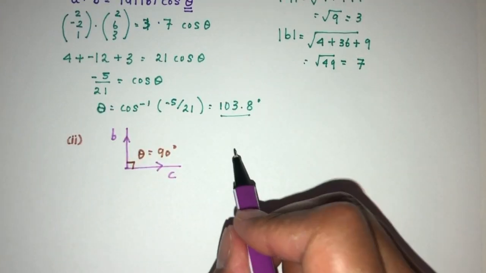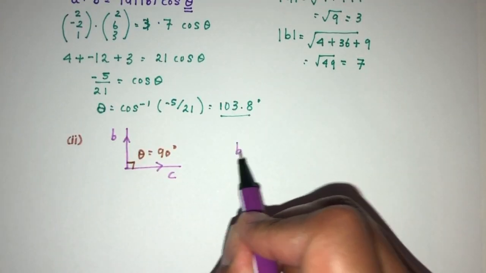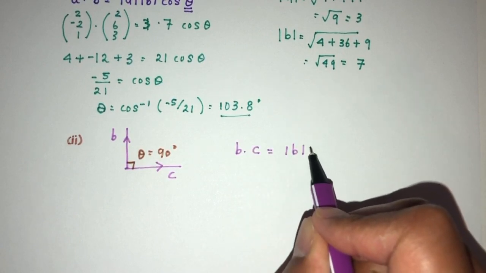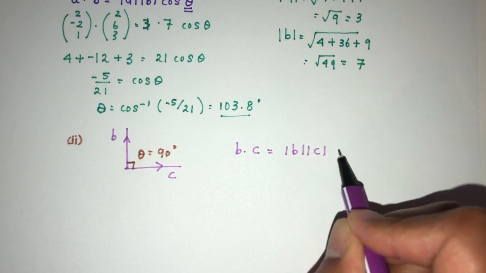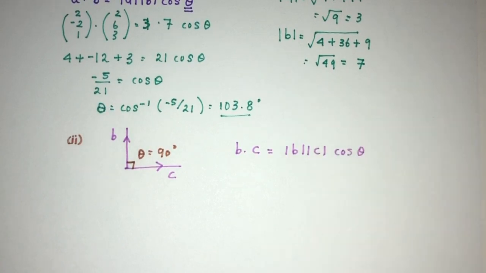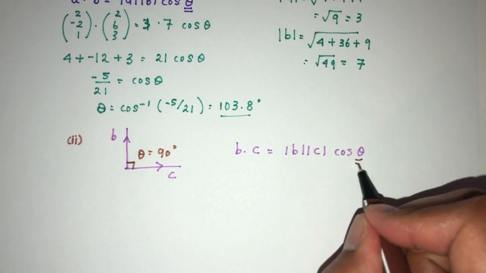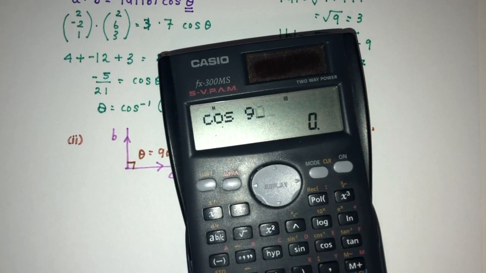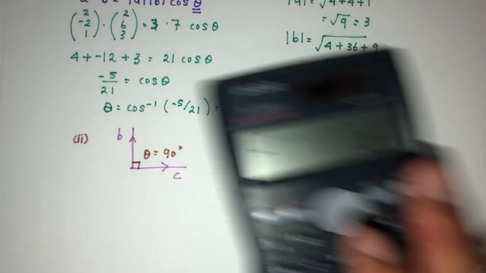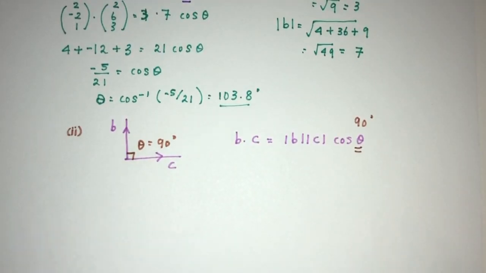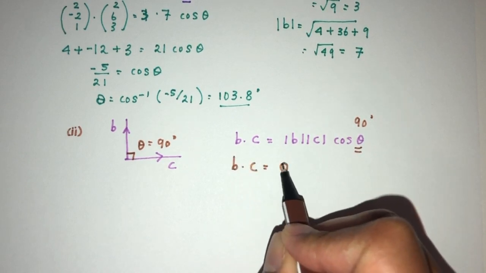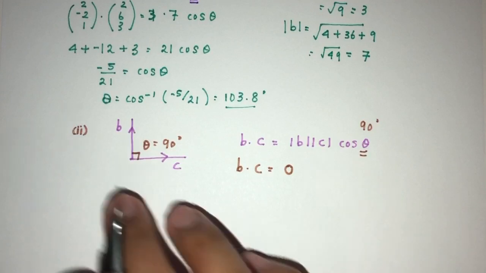If you think, here we have B dot C, we have magnitude of B, magnitude of C, and then cos of the angle. But now we realize that the angle here is 90 degrees. So if you type in cos 90 is 0. So the conclusion is that whenever you have two vectors, they are perpendicular to each other, their dot products have to give you the value of 0. That is the conclusion what we can have from this.